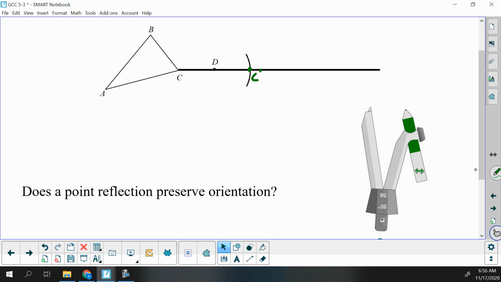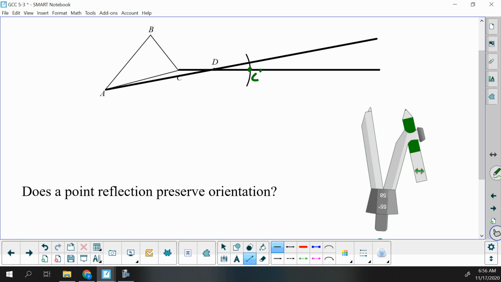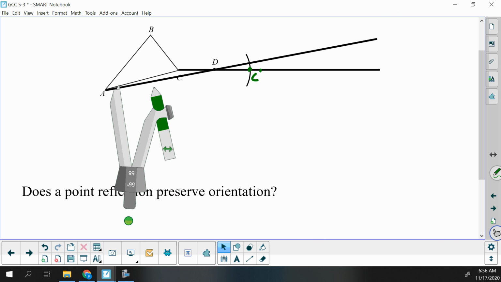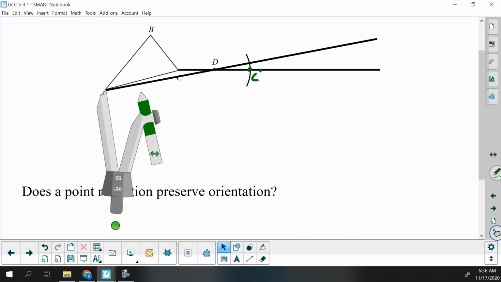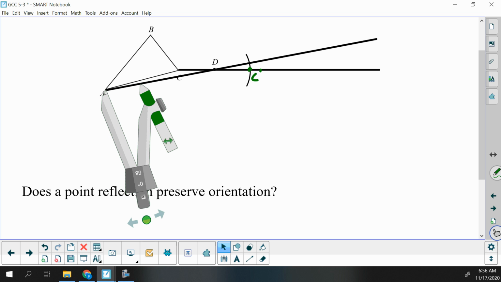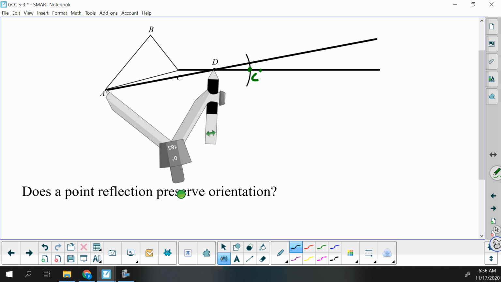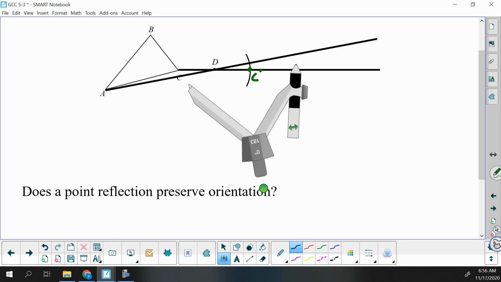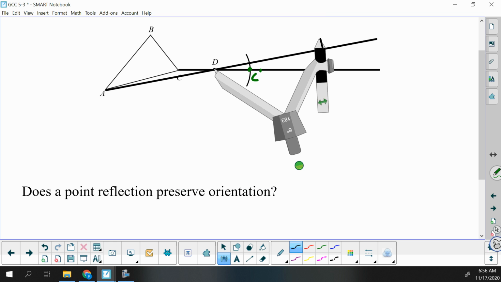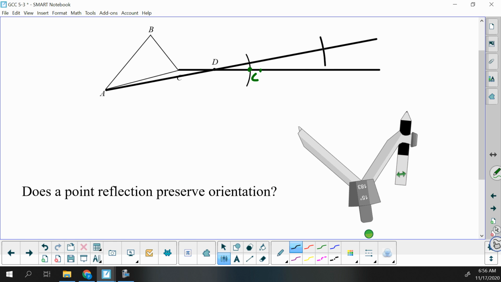We're going to repeat that two more times for A and B. Start at A and use your straight edge to draw a line that goes straight through D. We're going to put our point on A and our pencil on D. And now move your point over to D and make your arc to determine where A prime would be.